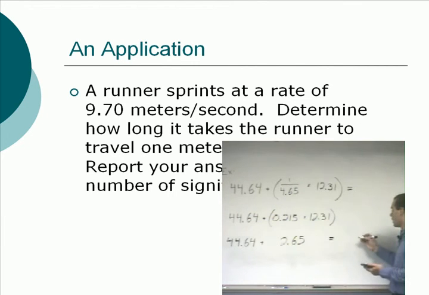And I have 47.29. Anybody else have the same thing? Good. And we're done. That's the correct number of significant digits on that computation.